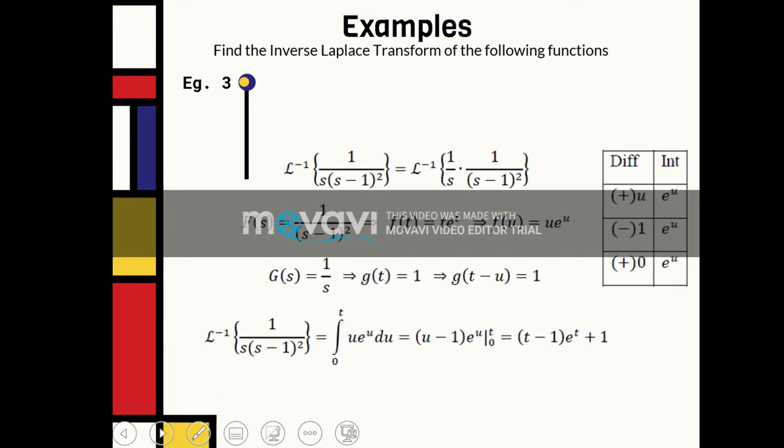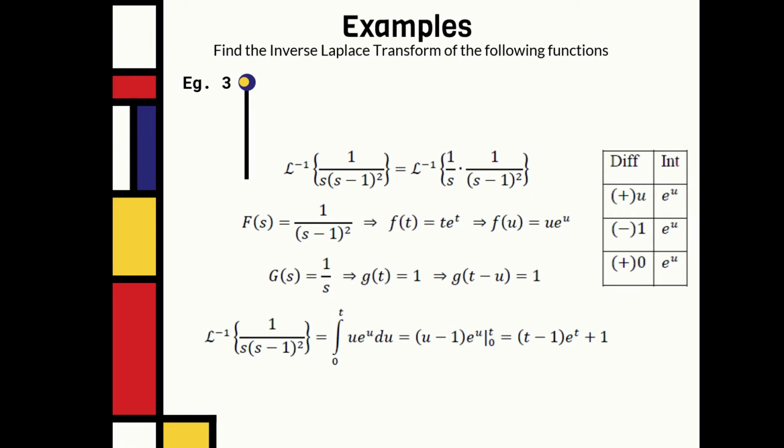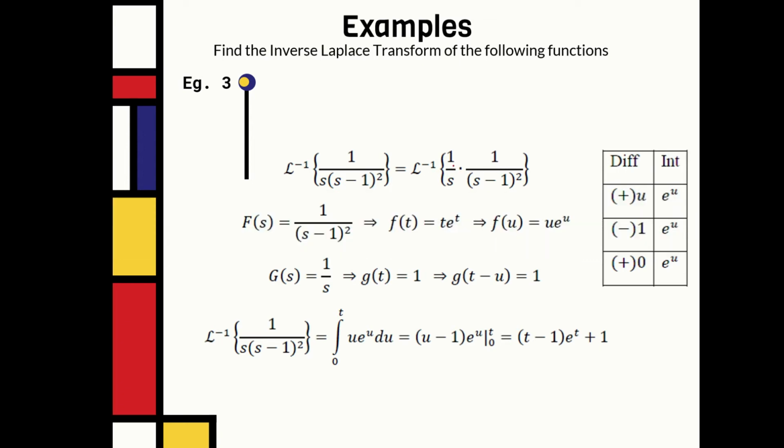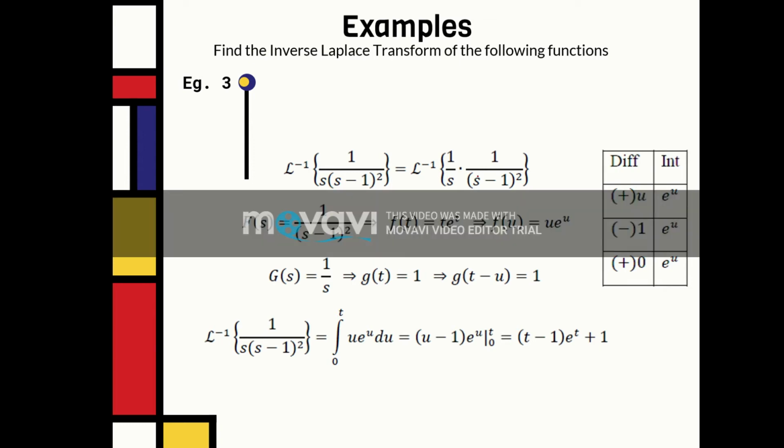Next is an example that involves two types of functions, a polynomial and an exponential function. So we have the inverse Laplace of 1 over (s minus 1) squared times s. We can split the function into two functions, so this is the inverse Laplace of 1 over s times 1 over (s minus 1) squared. Actually, you can choose either function to be F(s) or G(s).